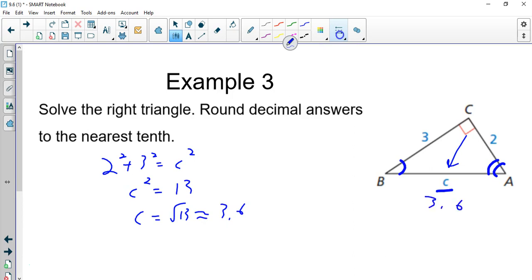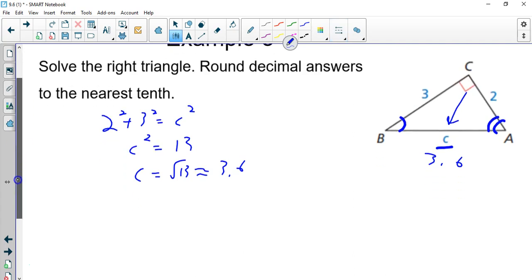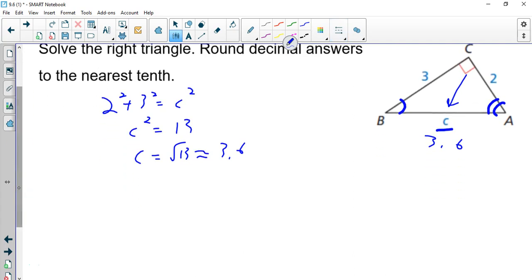Write that in right there. I have all three sides. Now I need to find the angles, which I can do using trigonometry. So, I'm going to find, let's say, B. It doesn't matter, you can do B or A. And I could use sine, cosine, or tangent. It makes no difference, you just pick. I'm going to go with tangent. So the tangent of B is opposite over adjacent, 2 over 3.